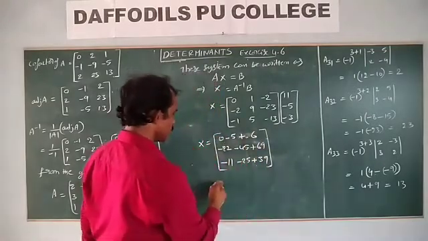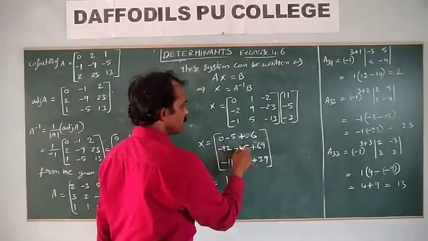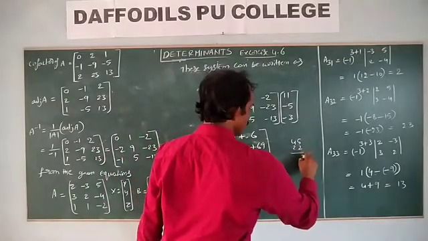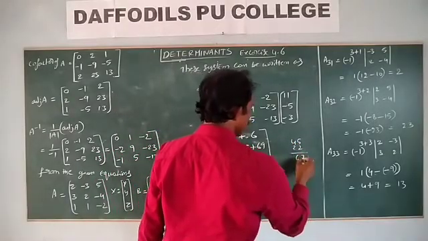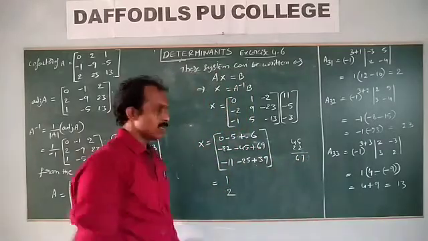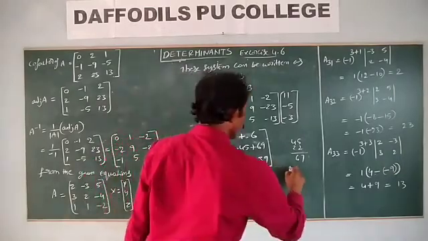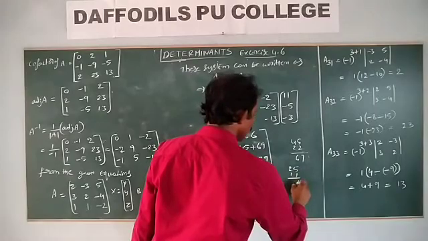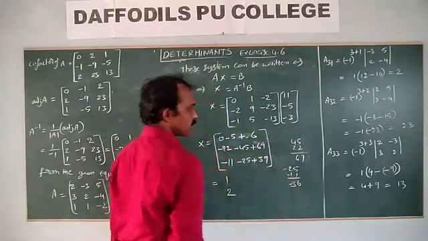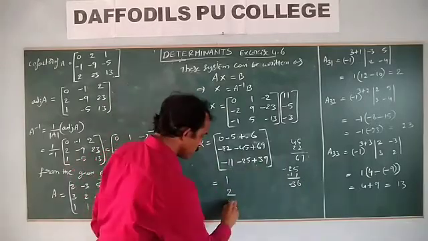Okay, minus 5 plus 6, 1. This value: minus 22 minus 45, minus 67, plus 69, 2. Next one, minus 25 minus 11, minus 36, minus 36 plus 39, 3.